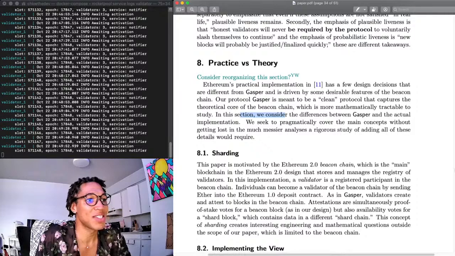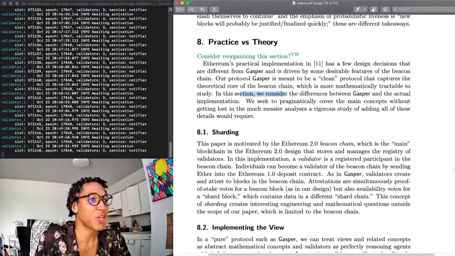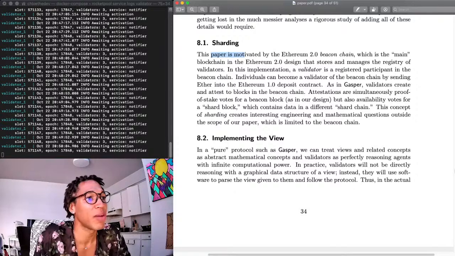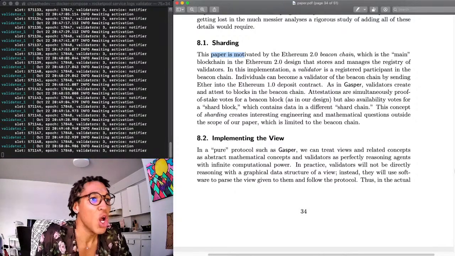In this section, we consider the difference between GASPER and the actual implementation. We seek to pragmatically cover the main concepts without getting lost in the much messier analysis a rigorous study of adding all of these details would require. 8.1 Sharding. This paper is motivated by the Ethereum 2.0 beacon chain, which is the main blockchain in the Ethereum 2.0 design that stores and manages the registry of validators.